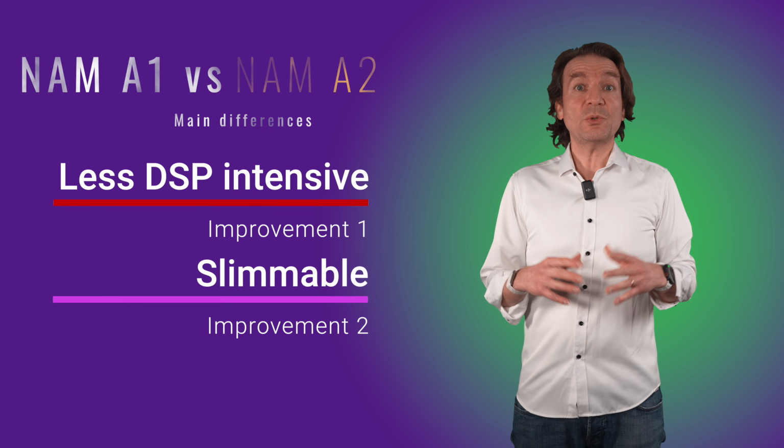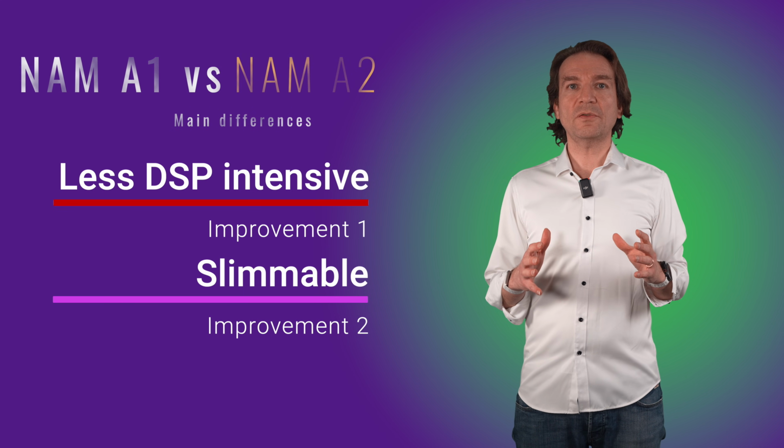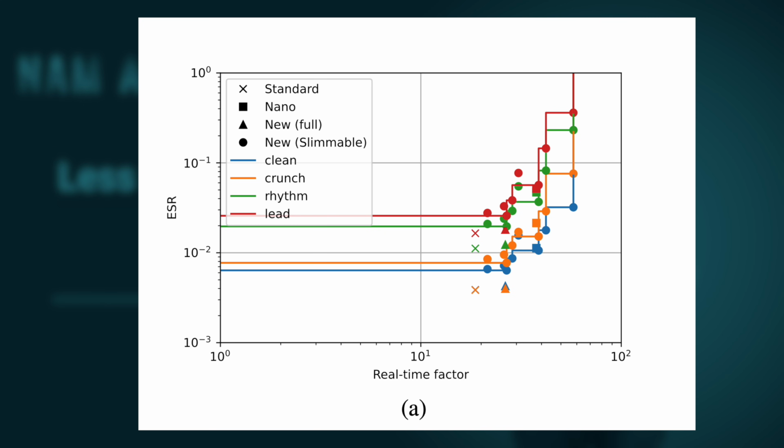Steve Atkinson's research paper, presented at NeurIPS 2025, shows slimmable NAM models form an efficient Pareto front, meaning at each computational budget you are getting the best possible accuracy.